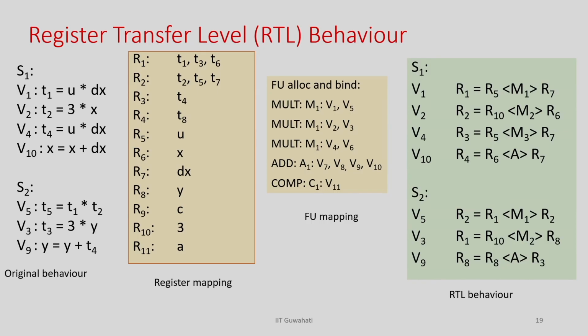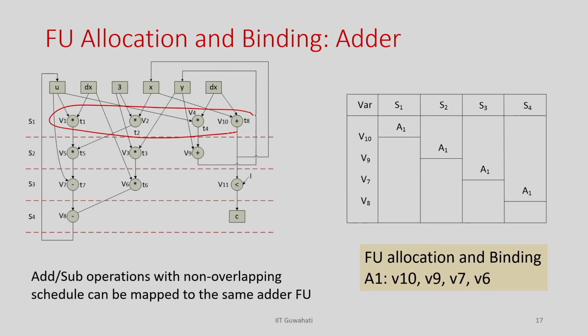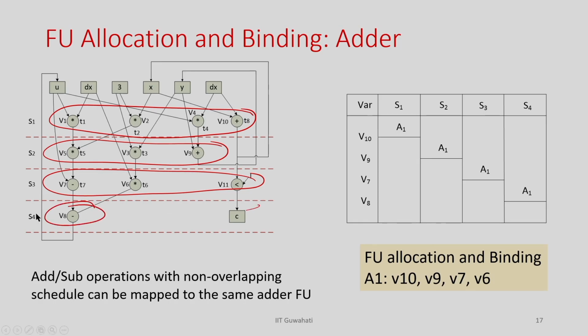So, this is the schedule I know. In timestamp 1, these 4 operations are happening; in timestamp 2, these 3 operations are happening, and so on. I am not writing for the other 2. So, these 4 operations happen in timestamp 1, these 3 operations in timestamp 2, these 3 operations in timestamp 3, and this operation in timestamp 4, right.